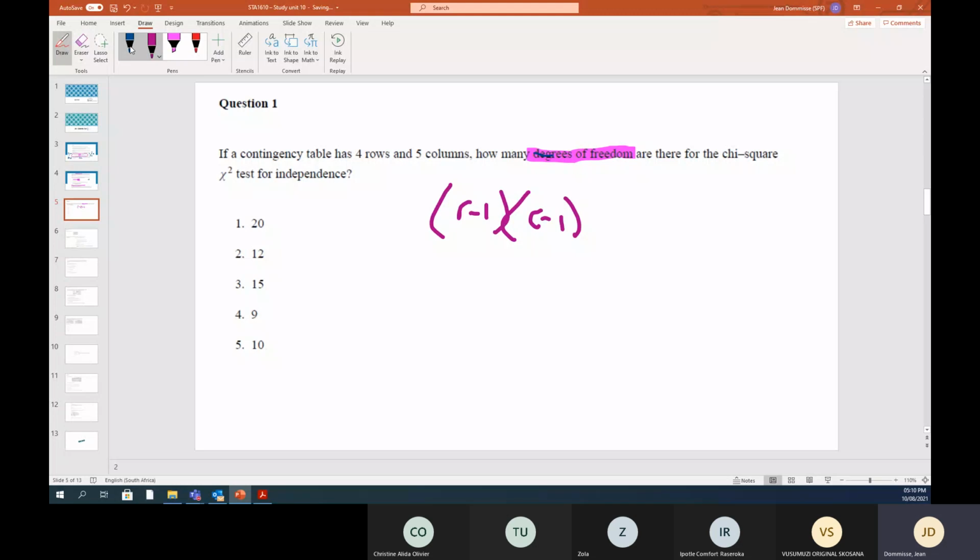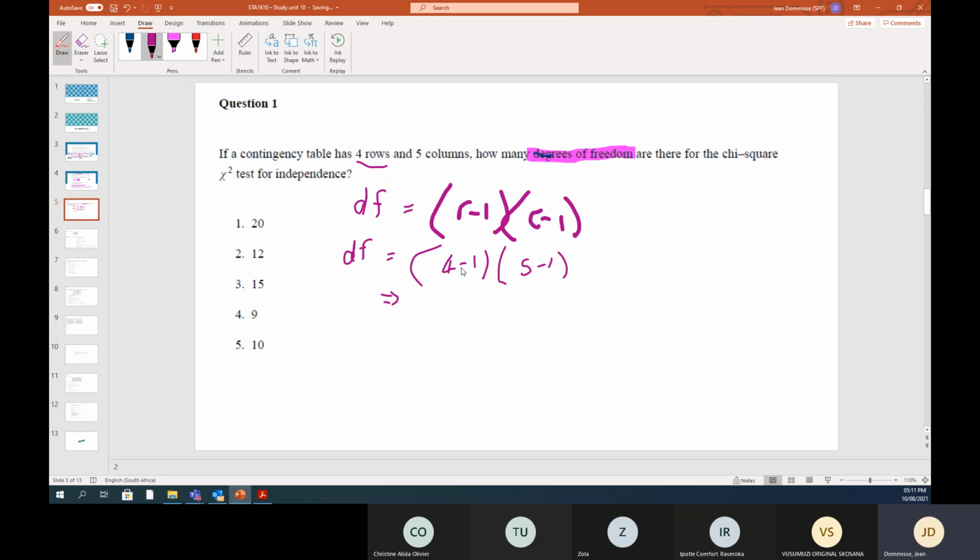So in this, they tell us a contingency table has 4 rows and 5 columns. How many degrees of freedom? Okay, so I think this one is too easy to be in your exams as a question just like this. So we'll get to the question sets a bit later on. I think how it will look in your exam.